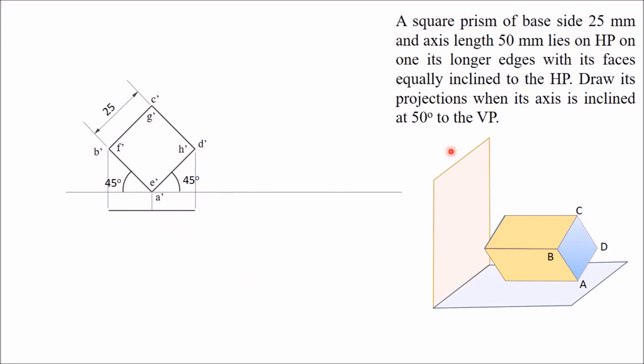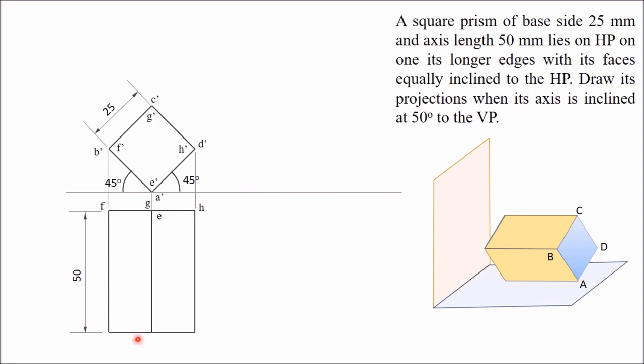Now from these points, the axis length is given as 50 mm, so draw these lines. These edges will be visible: BF, CG and DH, length equal to 50 mm. So this length is 50 mm. Close this side, so this will represent the front base, that is ABCD. So name all these points ABCD. Once you have drawn this, the first stage is complete.